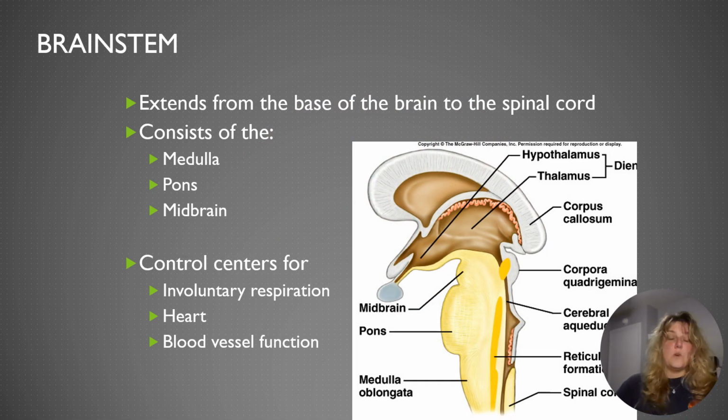Now you also have the brainstem, and this is where it extends from the base of the brain to the spinal cord. It consists of three parts. You have the medulla, the pons, and the midbrain. So this is the medulla, the pons, and the midbrain. And these are your control centers for respiration. It's that involuntary control. We can't control that. You have heart rate, and then you have blood vessel function.